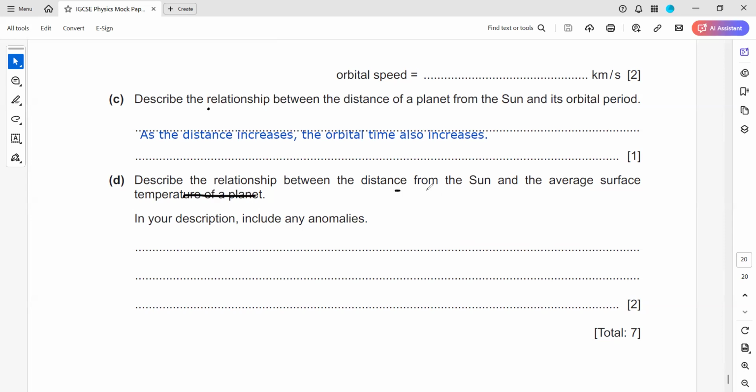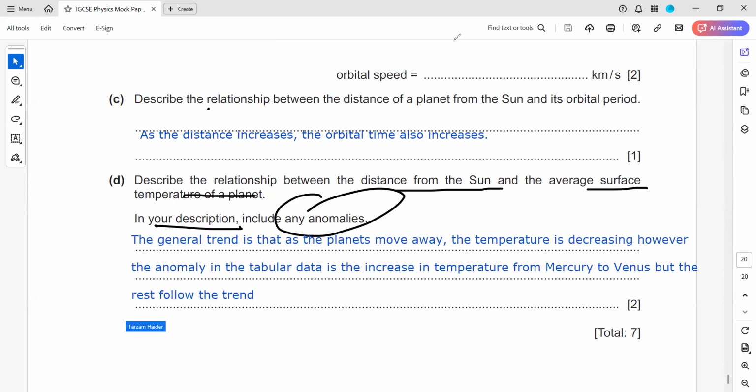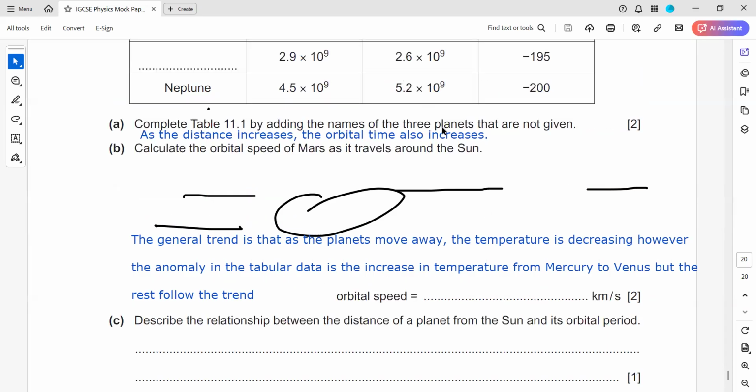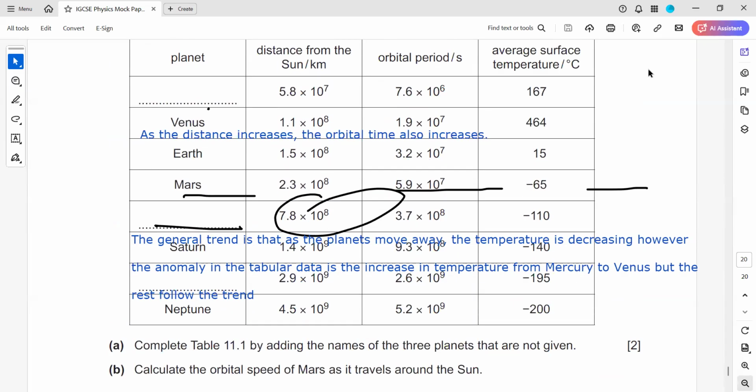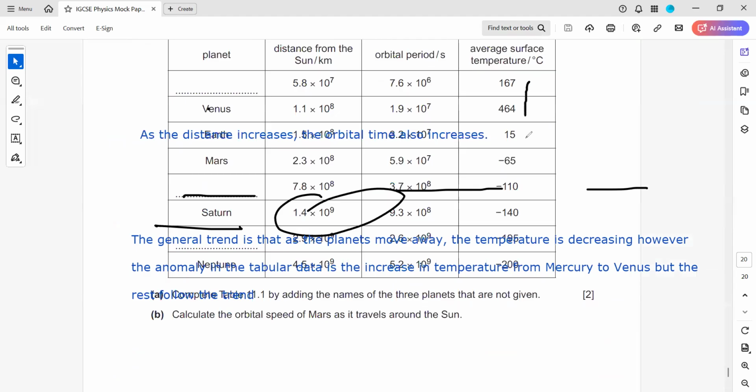Describe the relation between the distance from the sun and the average surface temperature, and in the description include any anomalies in the result. Anomalies means that which is not following the order. So which one is not following the order? As you can see, generally the temperature is decreasing, but what is anomalous here is that Venus is not following that order. Moving from Mercury to Venus, we observe an increase; the rest all decrease as the distance increases.